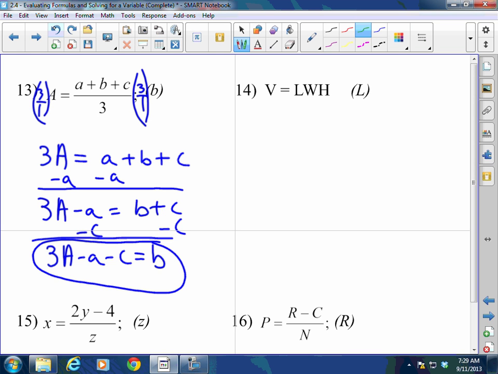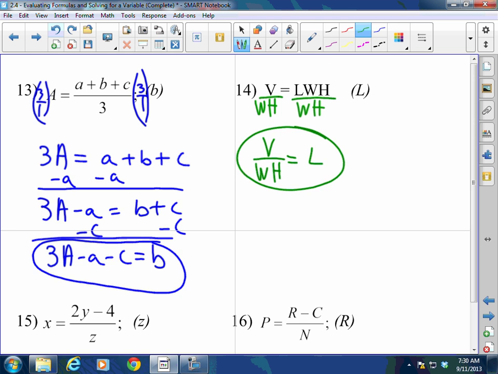Okay. Volume equals length times width times height. Solve for length, or solve for capital L. Well, L, W, and H are being multiplied. I cancel multiplication with division. So I'm going to divide by WH on both sides. So I have V divided by WH equals L. Done.